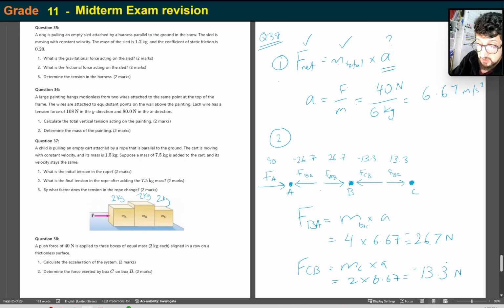Okay, so what is the force exerted by C on B? So that's going to be 13.3 newtons backwards, or if you want to say to the left, or opposite to the applied force. It doesn't matter as long as you indicate some sort of direction. You can even use a negative, it's fine. But that's how you do that. Okay, let's move on.